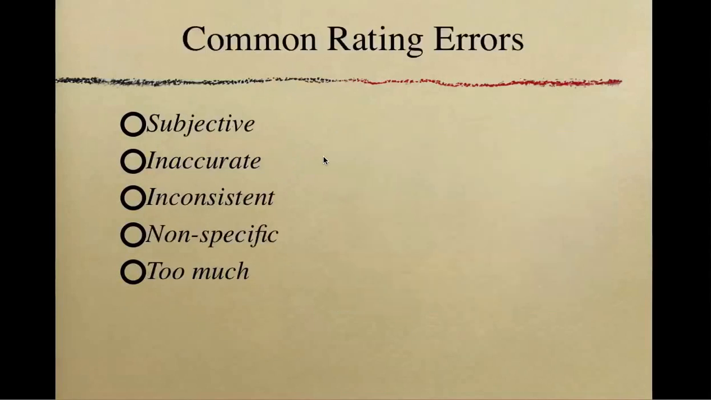Common rating errors: being subjective, using your opinion; being inaccurate, just you didn't observe properly; being inconsistent. Today you said, hey, you really need to make sure you do this, and tomorrow it's not a big deal anymore. Saying, hey, you did a good job, or you did a bad job, but not saying specifically what was good or what was bad. And then finally, giving too much information. The number we restricted to is 3.